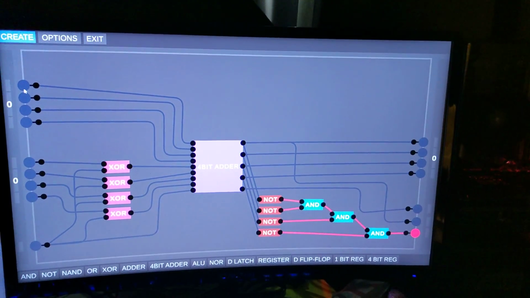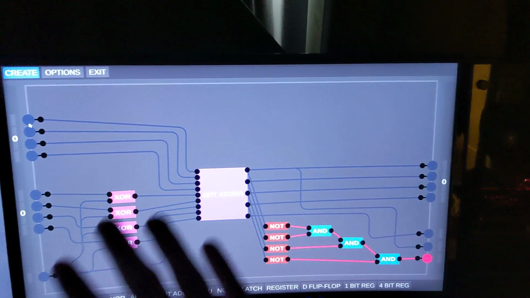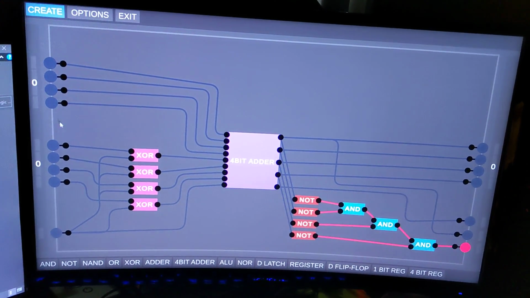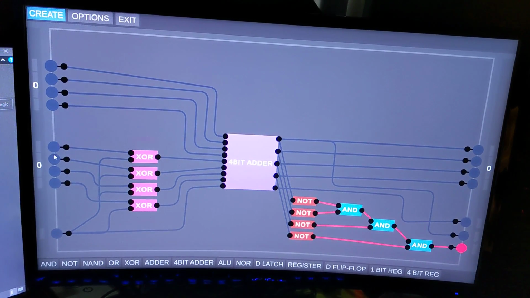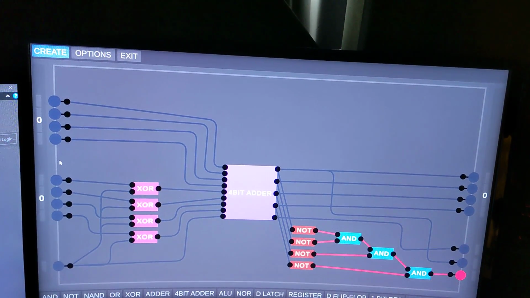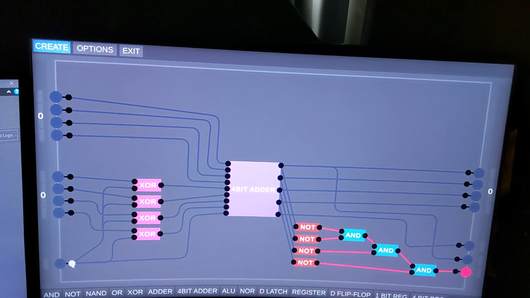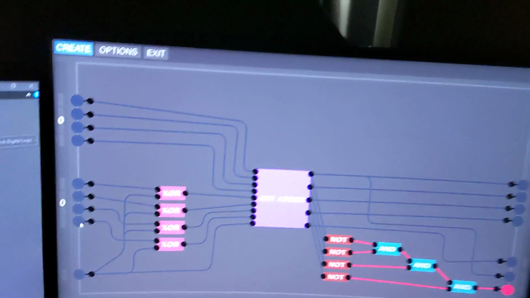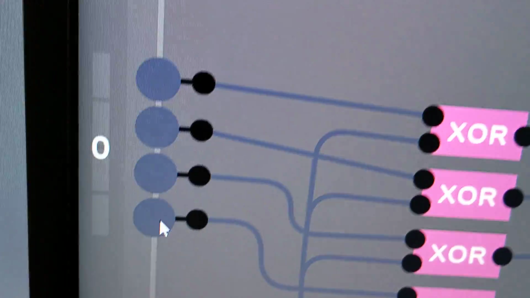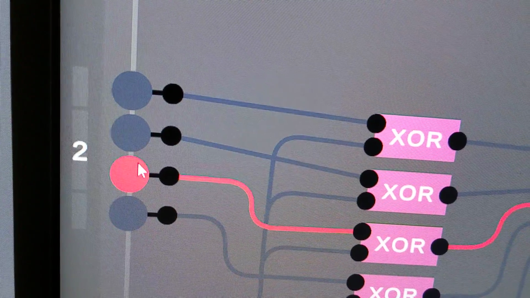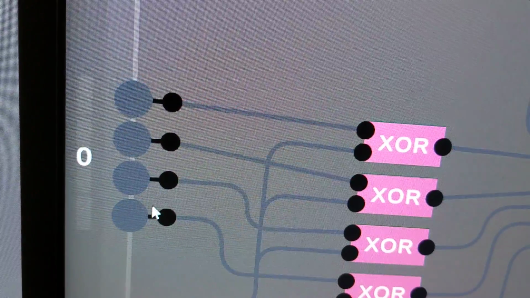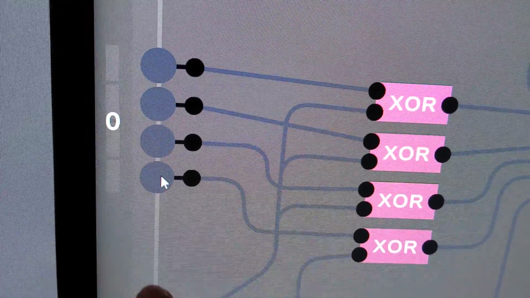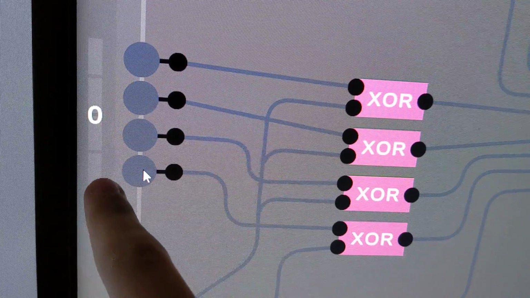Alright, so this is my simple 4-bit calculator. So here we have two inputs, which is this plus this, or subtract if you turn on this subtraction gate. So each one of these inputs acquires a different number, like binary code.